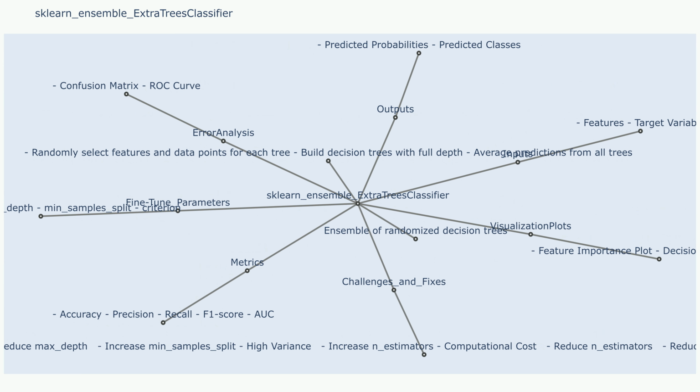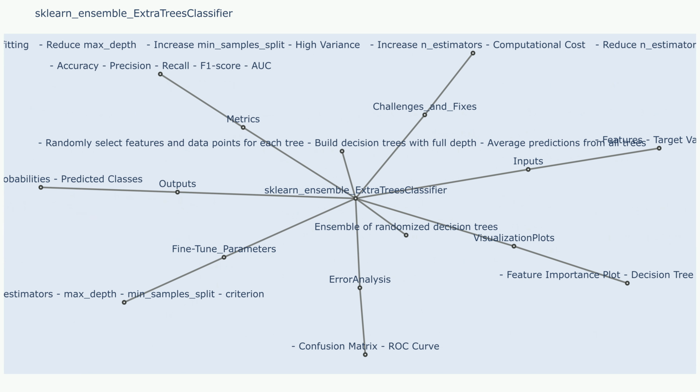Inputs: X, the feature matrix of shape n_samples by n_features. Each row represents a data point and each column represents a feature. Y, the target variable of shape n_samples, contains the class labels for each data point in X. Outputs: predicted labels, the predicted class labels for new data points. Probability estimates, the probability of each class for each data point in new data.